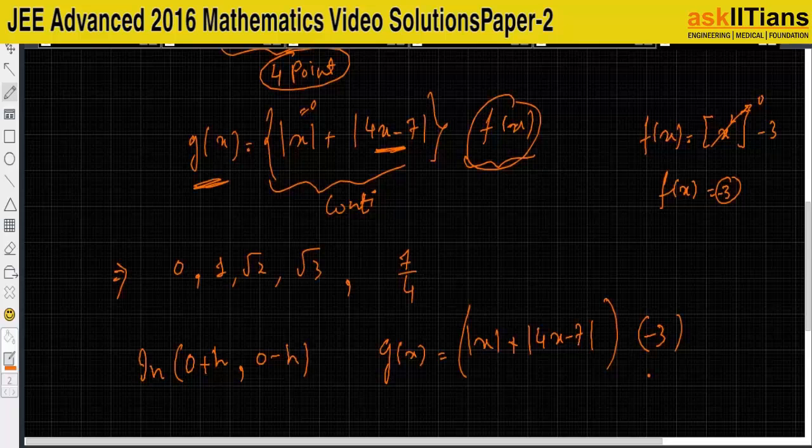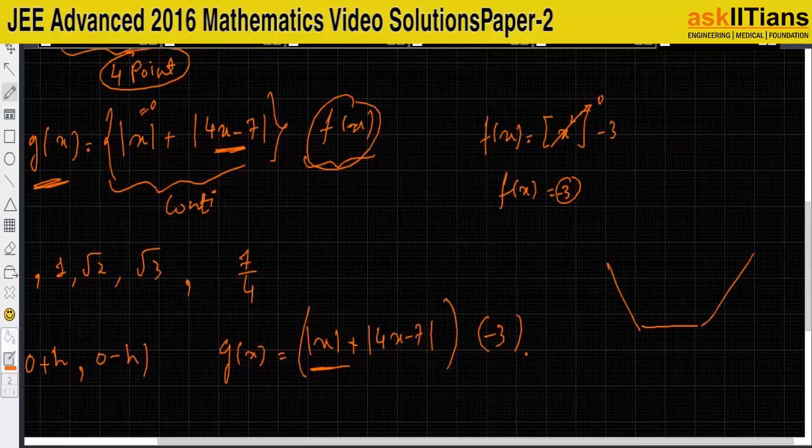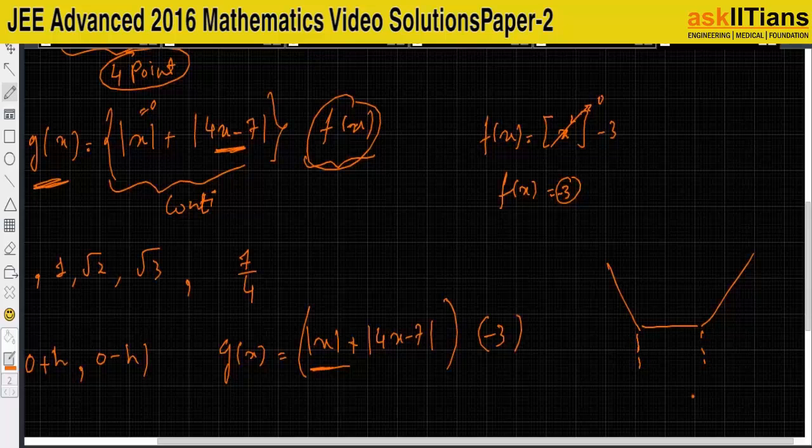And now we know that the graph of this function will be something like this. The graph of two mod functions, like mod of something plus mod of something, is generally like this. So x equal to 0 might be this point, so slopes will be different, so this function is non-derivable. At x equal to 0, the definition of this mod is changing. So anyways, the function is non-derivable.